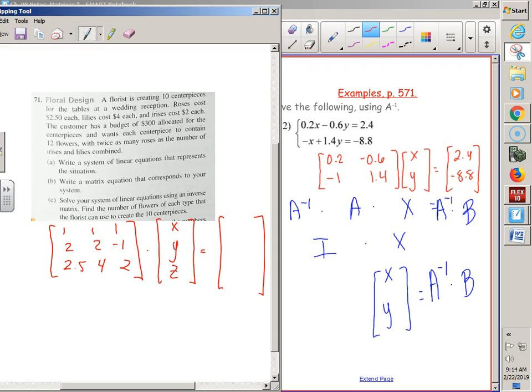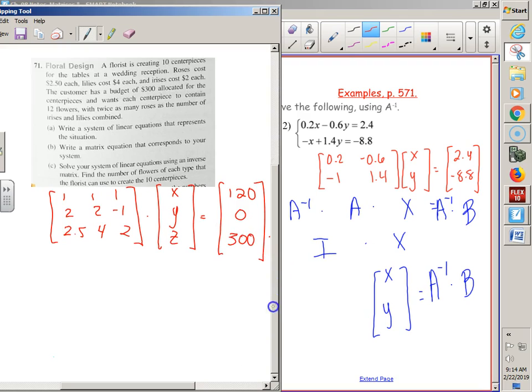Yeah. Are there 3 different types of flowers? Yeah. Got it. And then what was our overall, what's 1x plus 1y plus 1z? What did it equal? 120. Cool. What did 2x plus 2y minus 1z equal? And what did 2.5x plus 4y plus 2z equal? 300. So guys, looking at the example I just did, how would you answer Adam's question about how to solve this matrix equation using an inverse?